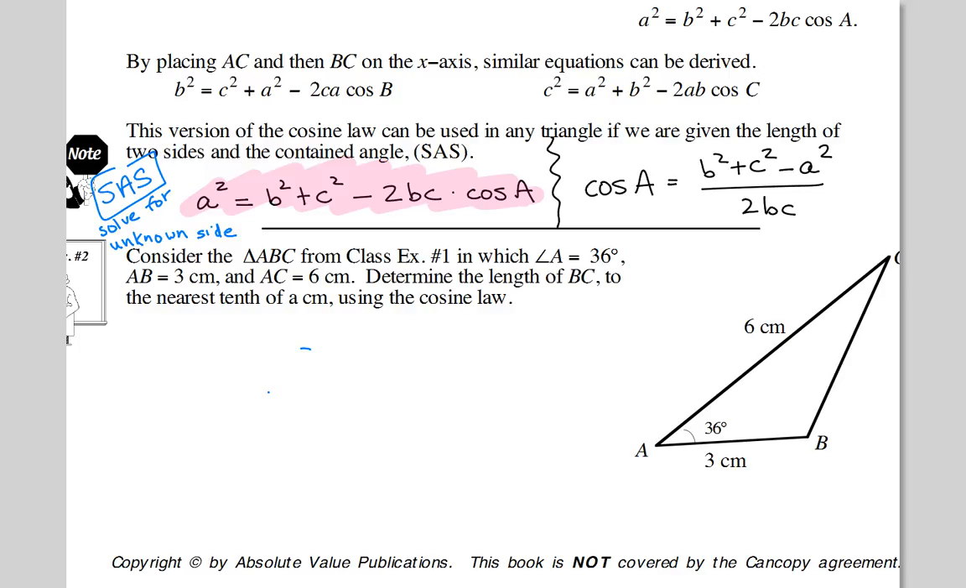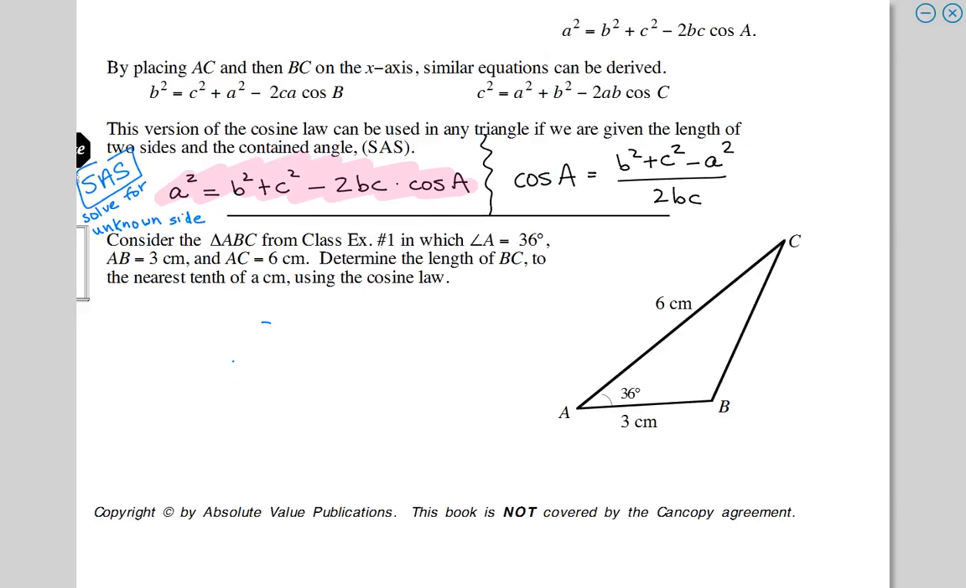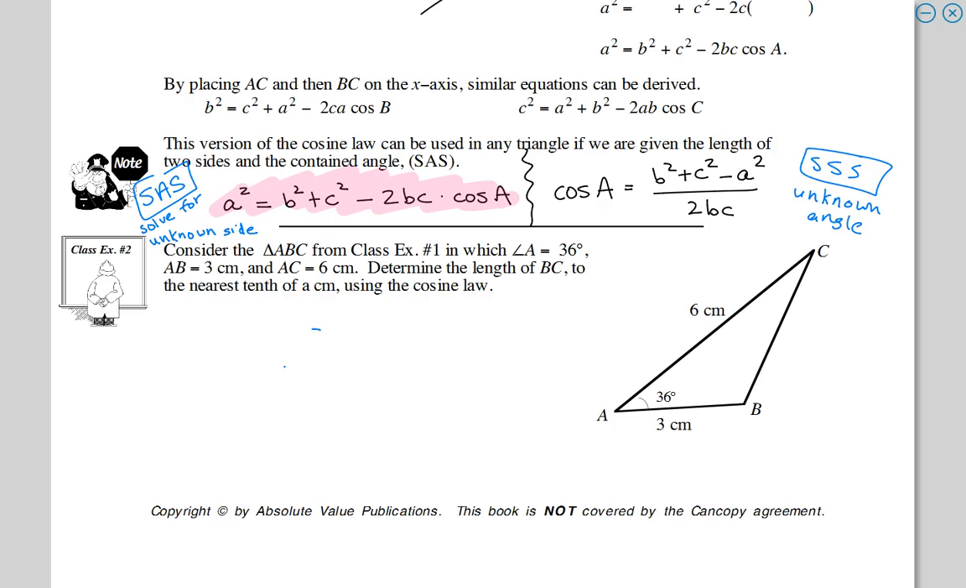Now this other formula here, we will get to when the question comes up. But I'll just jot down that it will be for side, side, side, and it's when there's an unknown angle. That one on the right. So it looks like we're just going to work with the one on the left.